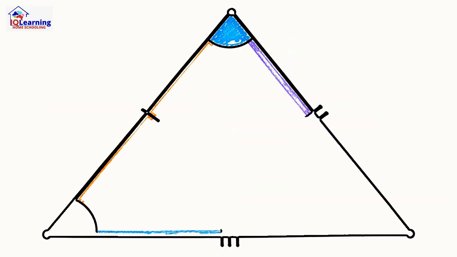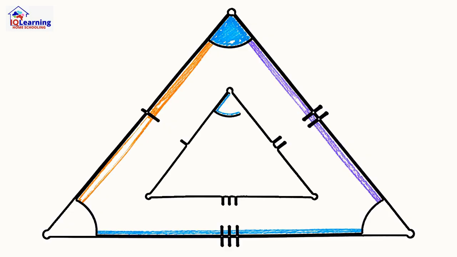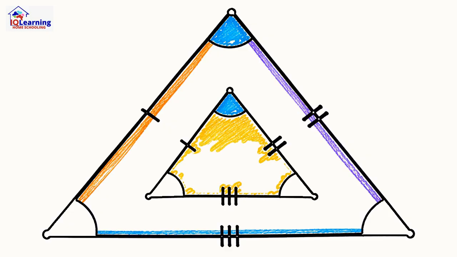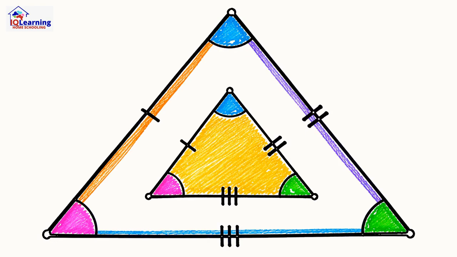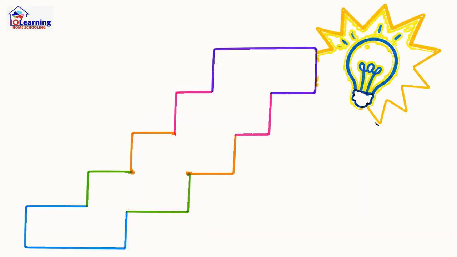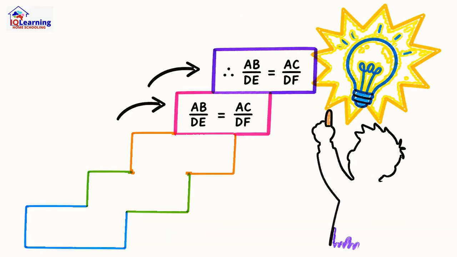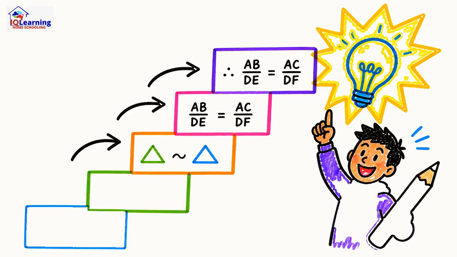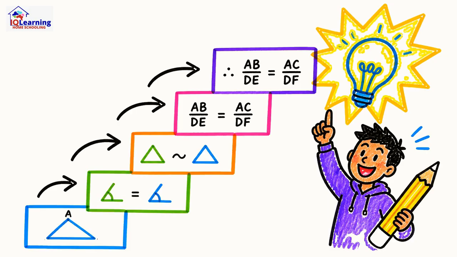This same logic applies to triangles hidden inside each other, a common sight in exams. Learning to spot them and prove their relationship isn't just about getting the right answer. It's about building a logical argument, step by step. You're not just learning about triangles, you're learning the fundamental language of proof.